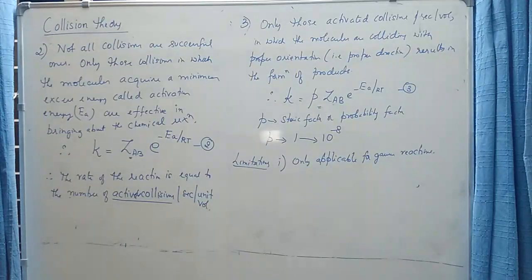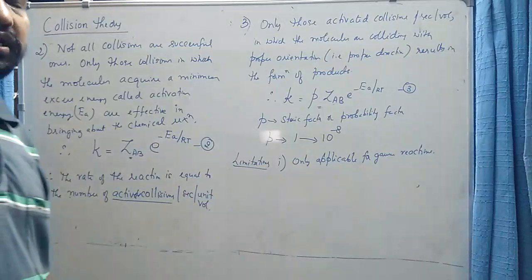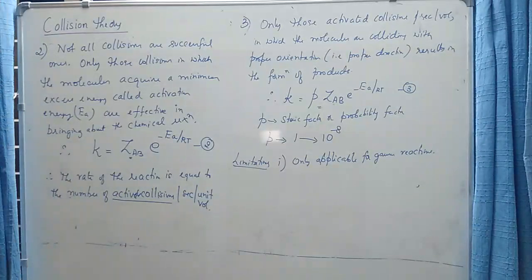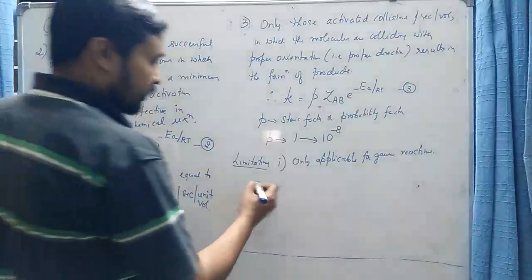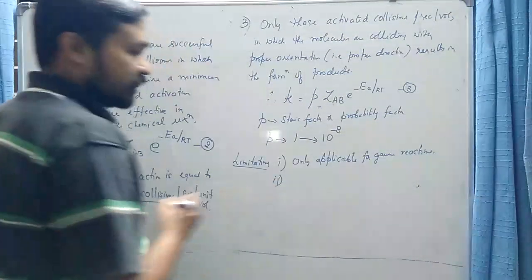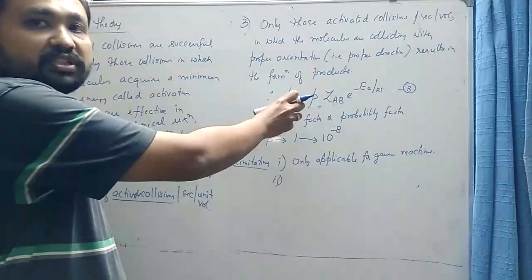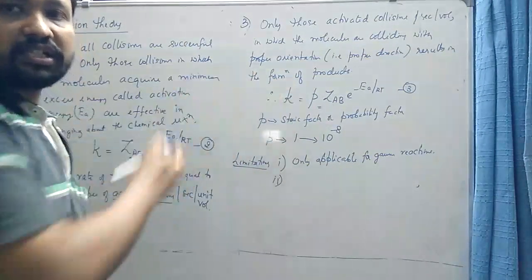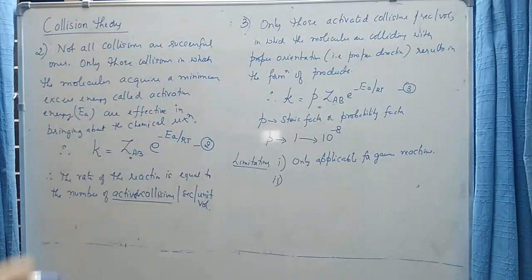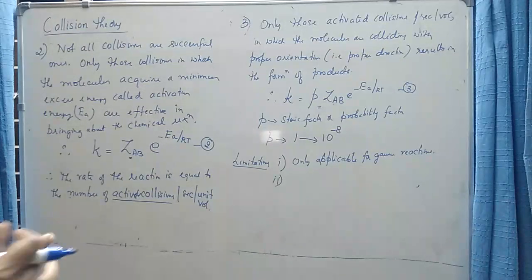So what does it mean? It means that this theory is useful in predicting the rate constant of reactions taking place in gas phase. It is less applicable for reactions taking place in solution. The second limitation of this theory is that, despite several attempts to reduce the theoretical value of the rate constant, it is observed that the rate constant predicted by collision theory is still much greater than the experimental rate constant.